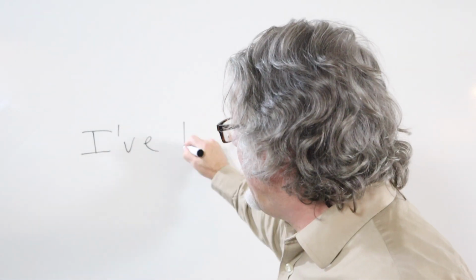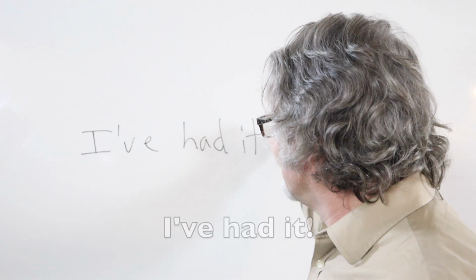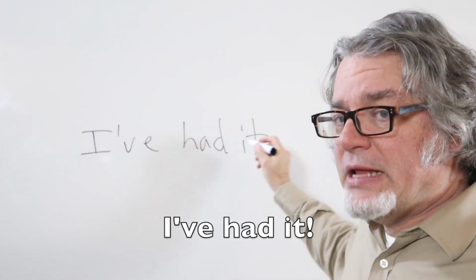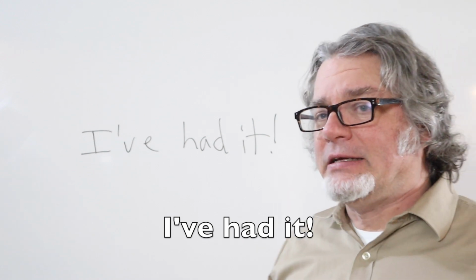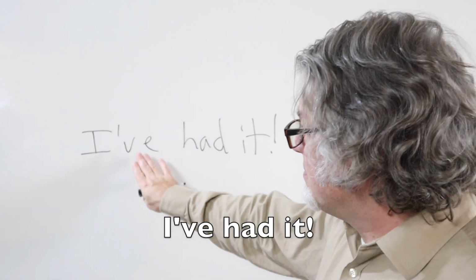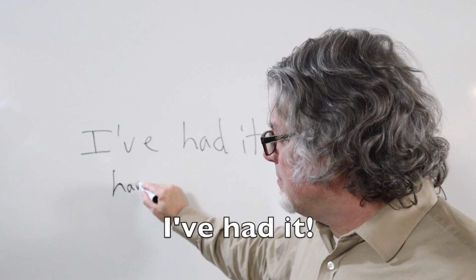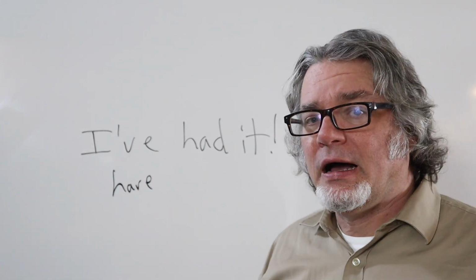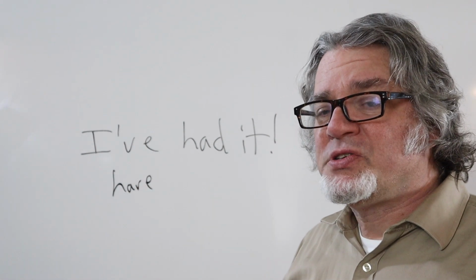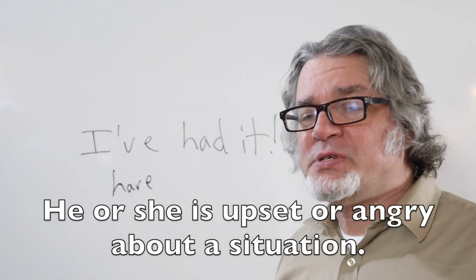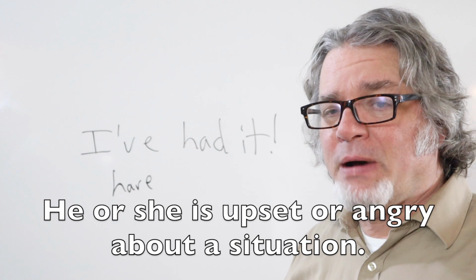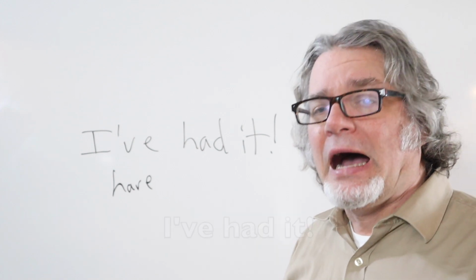I've had it. And there's usually going to be an exclamation mark here. I've had it. This is have. I and have form I've. When a person says this, it means that he or she is upset or angry about a situation. I've had it.